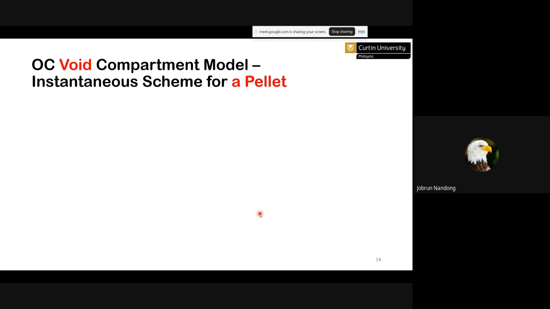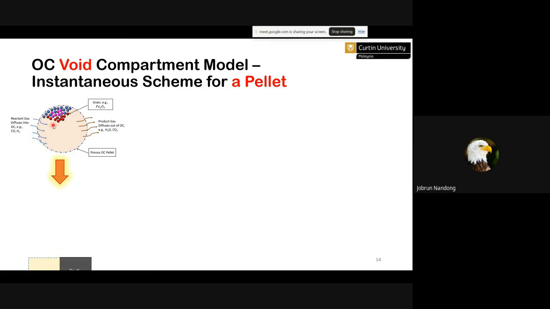So, the void compartment model. We look at a pellet again. This is still inside a pellet. So we have a pellet, and then we have a lot of grains inside there, and then we have a void or empty space. So we want to model the concentration of gases inside that empty space. I already explained to you this part, the modeling for the solid part. This one is the void part. This is what I'm going to do now.